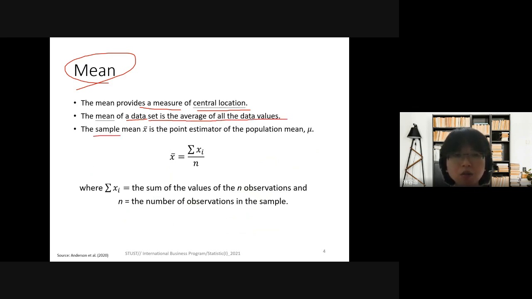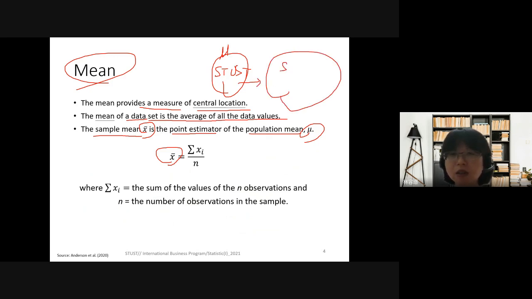So here you will find the sample mean. We will express it as x bar. It will be the point estimator of the population mean. The population mean, we will call mu. Just like students in STUST, its population mean we call mu. But today, for the students in the statistics course, the sample mean here, we will call x bar. So how do we calculate the sample mean?